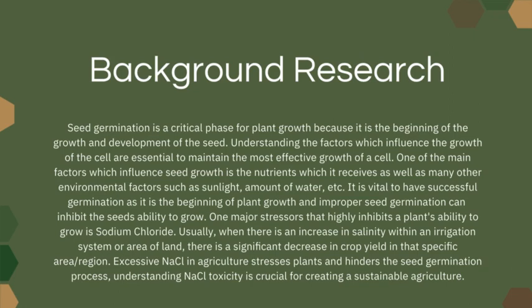Increased salinity within an irrigation system decreases crop yield of a region. Having excessive sodium chloride in agricultural land or irrigation systems hinders the growth of seeds.